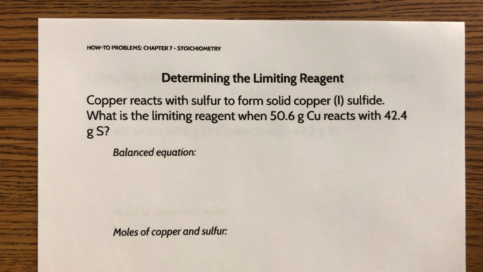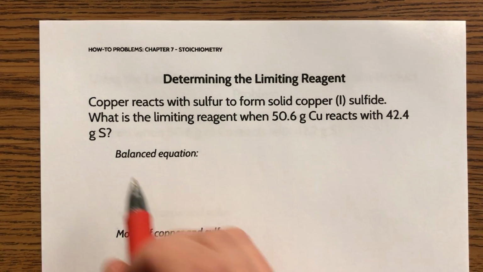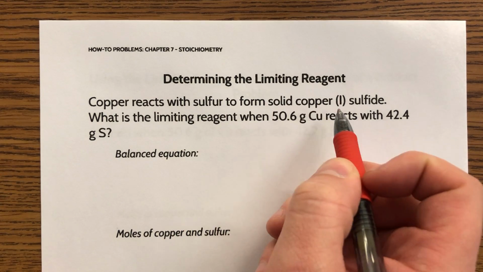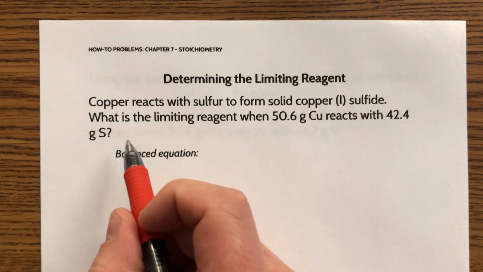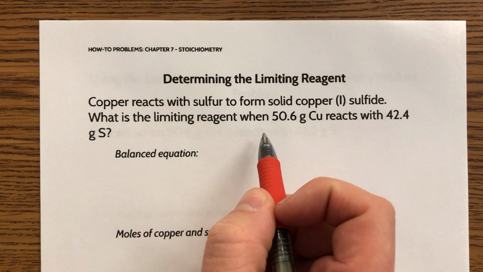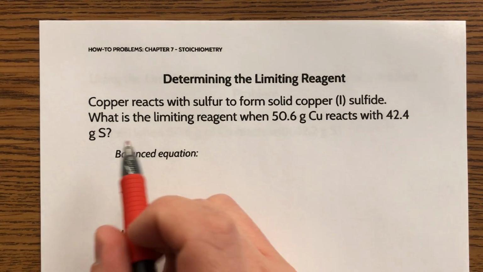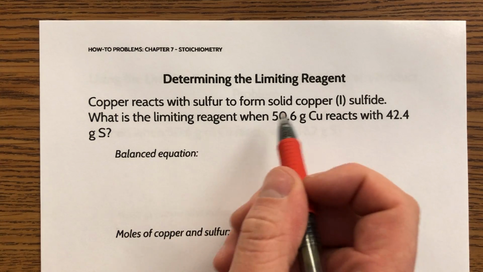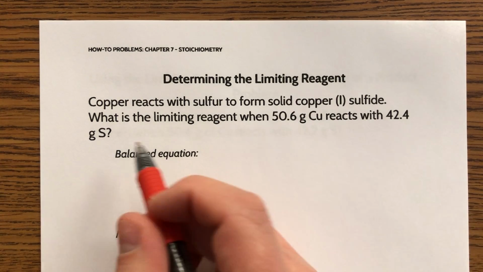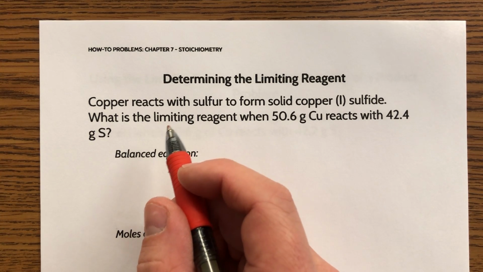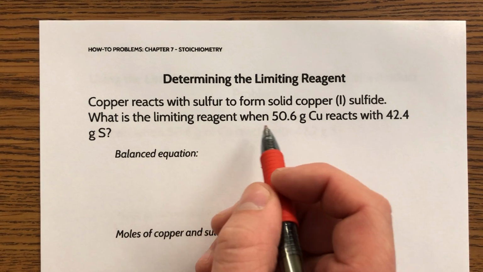Today we're going to be determining the limiting reagent. And our problem is we have copper reacting with sulfur to form solid copper 1 sulfide. Now, what is the limiting reagent when 50.6 grams of copper reacts with 42.4 grams of sulfur? So we've got this amount of copper and this amount of sulfur, and we want to know which one's going to run out first. Who's going to be our limiting reagent?